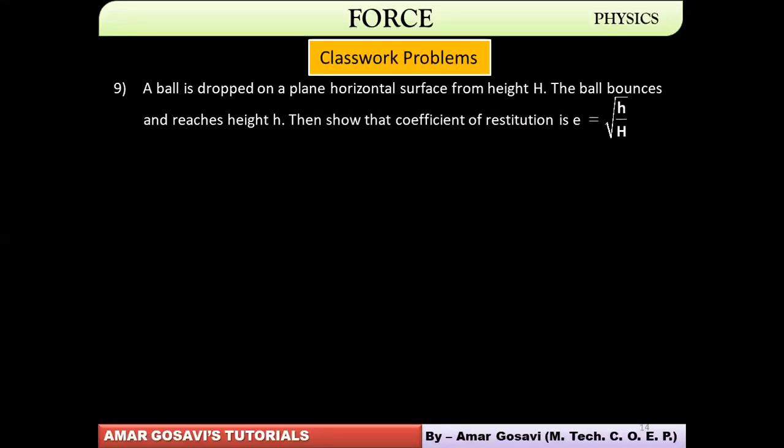The ball is dropped on a plane horizontal surface from height H, and the ball bounces and reaches height h. Then you show that the coefficient of restitution e is equal to root small h by capital H. Please make a note of this also. The previous problem and this problem are one and the same, but it is asked in a different wording basically. The same thing is being asked in a different wording format, you can say. So please make a note of this and then tell me whether you have noted it down so we move ahead.